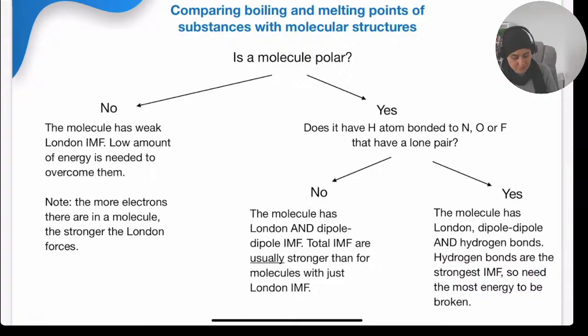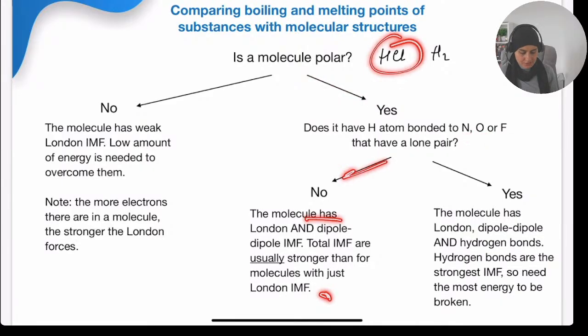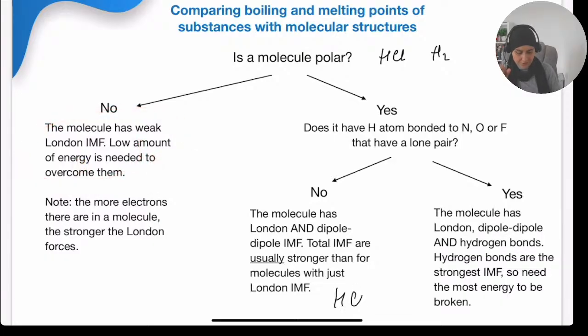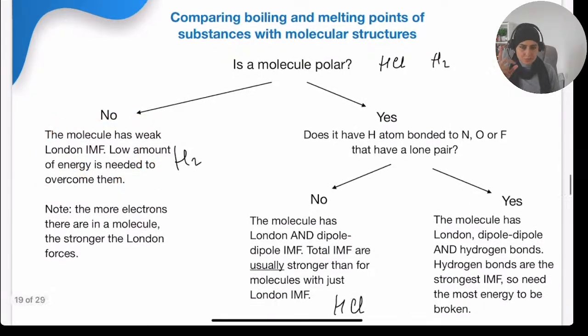Now let's compare, for example, HCl and H2. Okay, HCl. Is it polar? Yes. Does it have N, O or F bonded to hydrogen? No. So HCl ends up here. The molecule has London and dipole intermolecular forces. Your first mark. Hydrogen, is it polar? No, which means that it only has London forces, so hydrogen is here. So HCl ended up here, hydrogen ended up here. So that's your second mark.